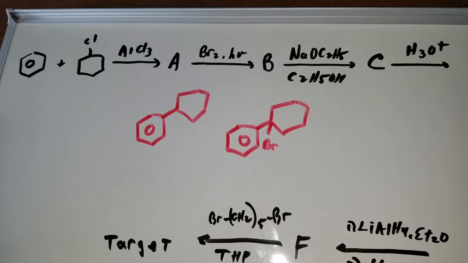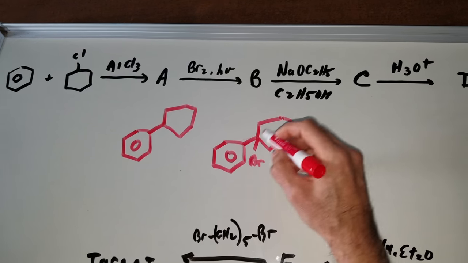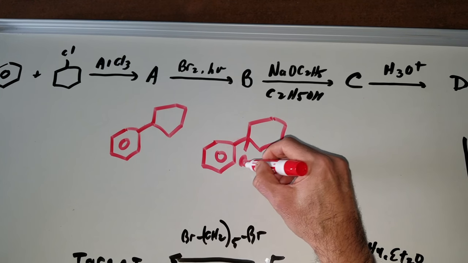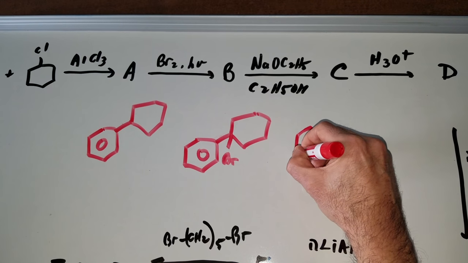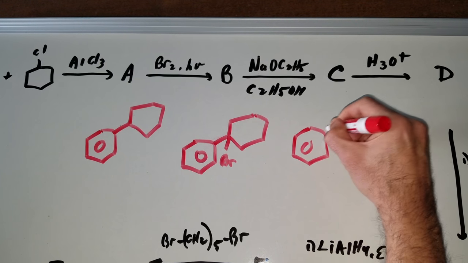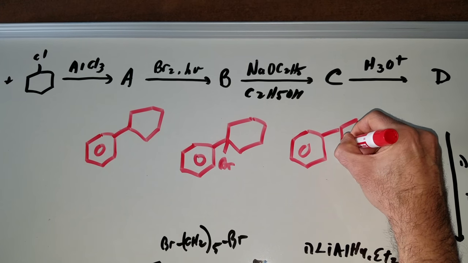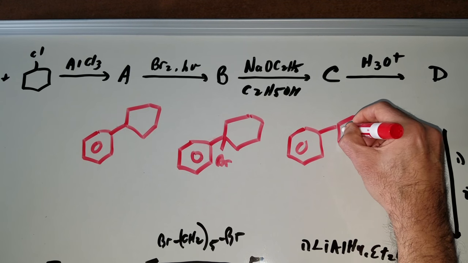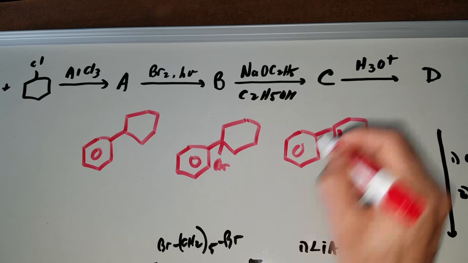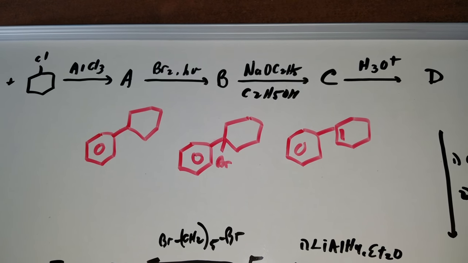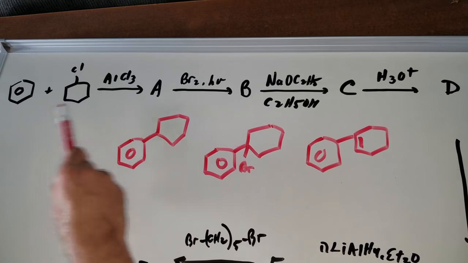Once we got this put on, we're going to do an elimination. We're going to remove off this, and we're going to remove off the H from here, and that will give me this. That'll put me, if we took this here, we put a double bond there. So you should be able to get to that point relatively easy.